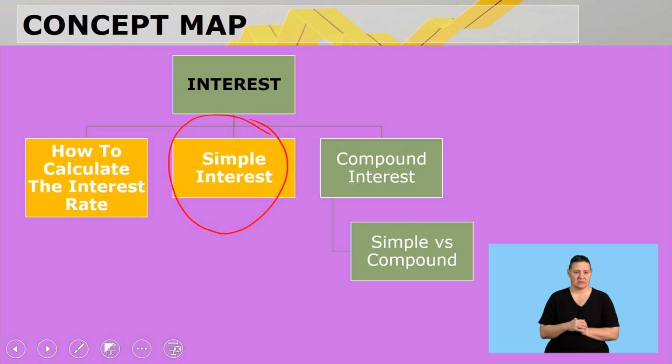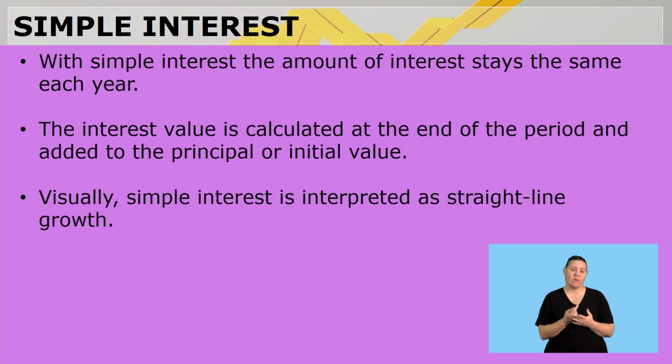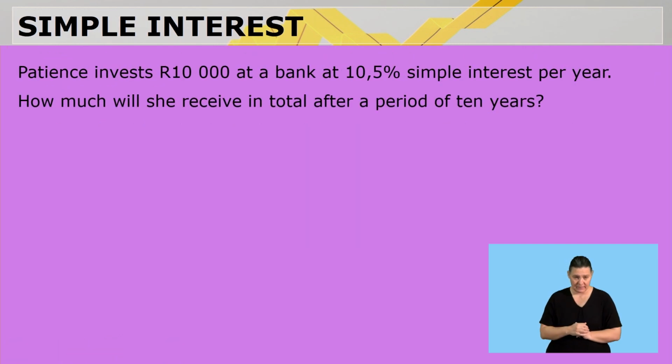Let's look at simple interest. Now, with simple interest, the amount of interest stays the same each year. So if you earned 100 Rand interest for the first year and you are investing for 5 years, it will be 100 Rand for each year during the 5-year time period. The interest value is calculated at the end of the period and added to the principal or initial value. Visually, simple interest is interpreted as straight line growth, meaning when you do a graph, it will be a straight line.